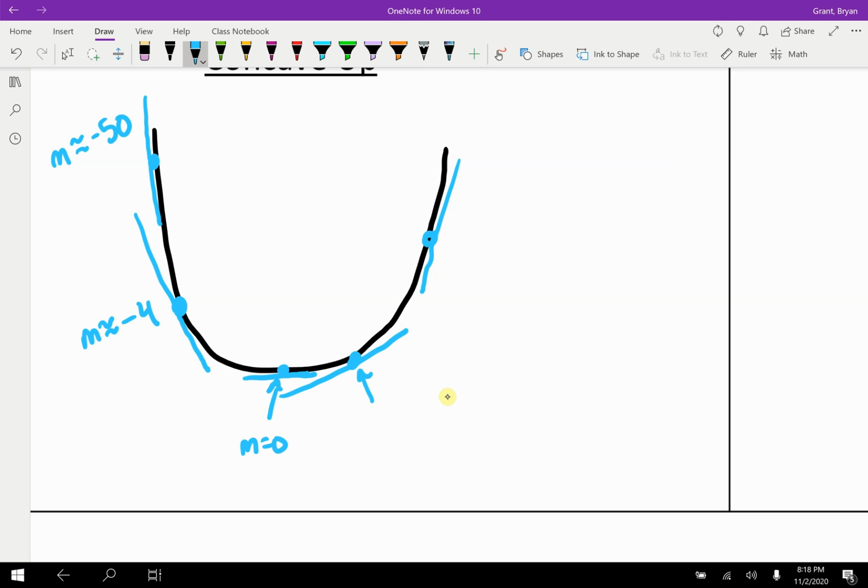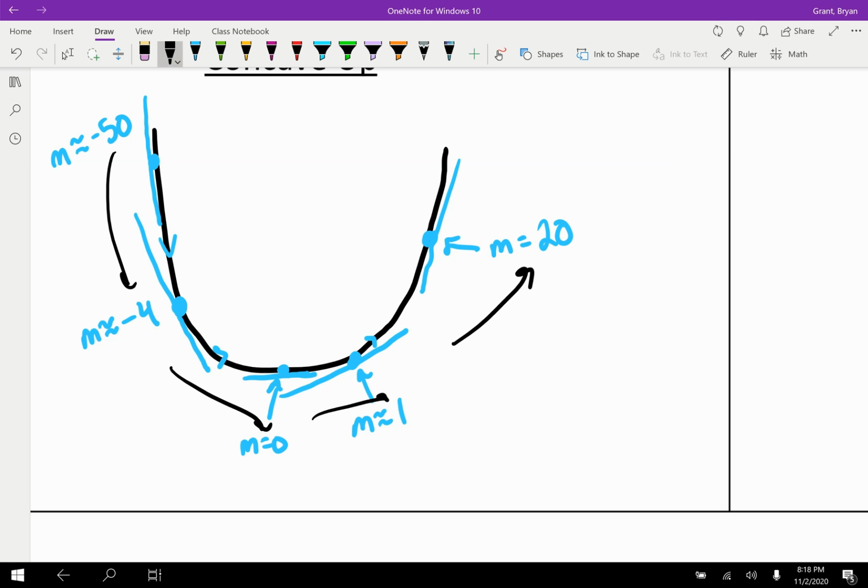And then as we move to the right, now our slope is positive. Maybe this is a slope of 1. I don't know. And then as we keep moving right, we're moving from left to right over here. That's how we read pretty much anything in math these days, left to right. Maybe this slope is, I don't know, 20. It's not quite as steep as the other one. Well, what's happening with the slopes? We went from -50 to -4 to 0 to 1 to 20. Would I be wrong to say that the slopes are increasing in value?